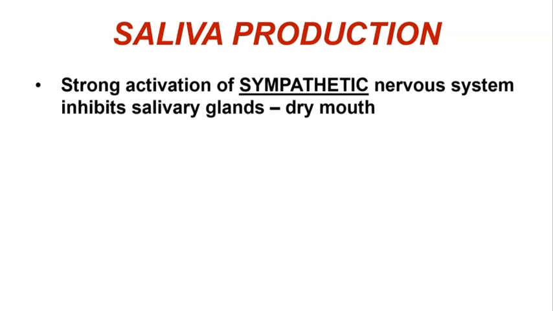We see that strong activation of the sympathetic division of the autonomic nervous system will inhibit salivary glands. So recall that this is the fight or flight division, and strong activation of the sympathetic division can cause dry mouth.